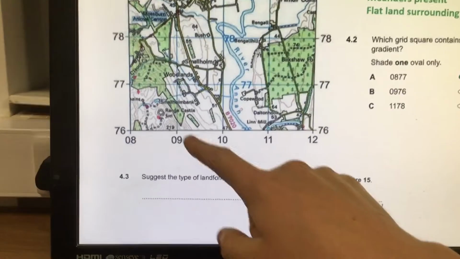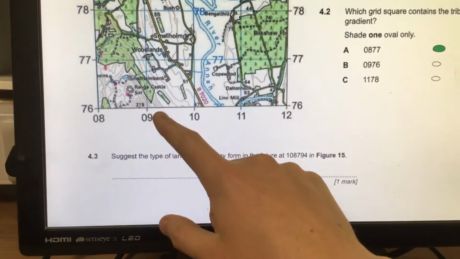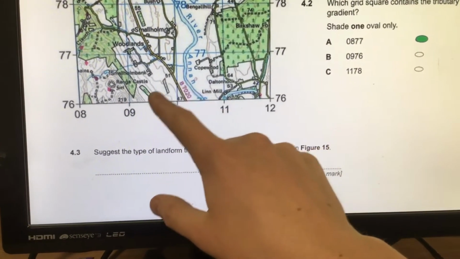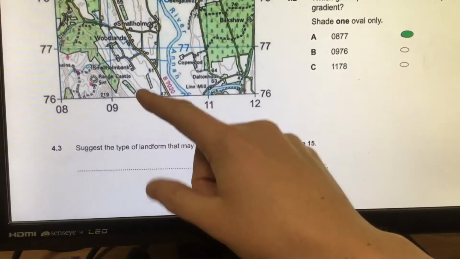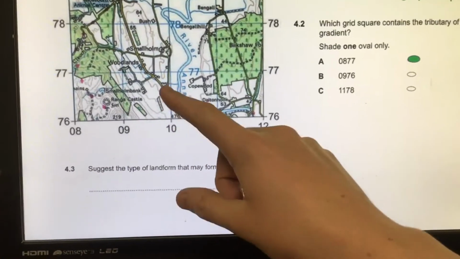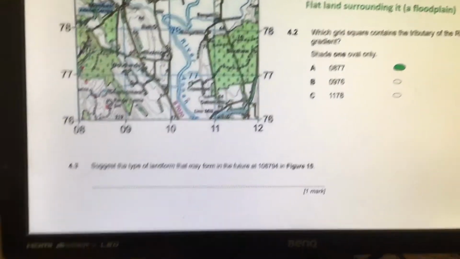If you look at 0976, so that point there, so it's this square, there's lots of contour lines here, which suggest that it is quite steep. So the change in height is quite rapid, so it's quite a steep square. Whereas if you look at the other 2, it's not quite the same as that.